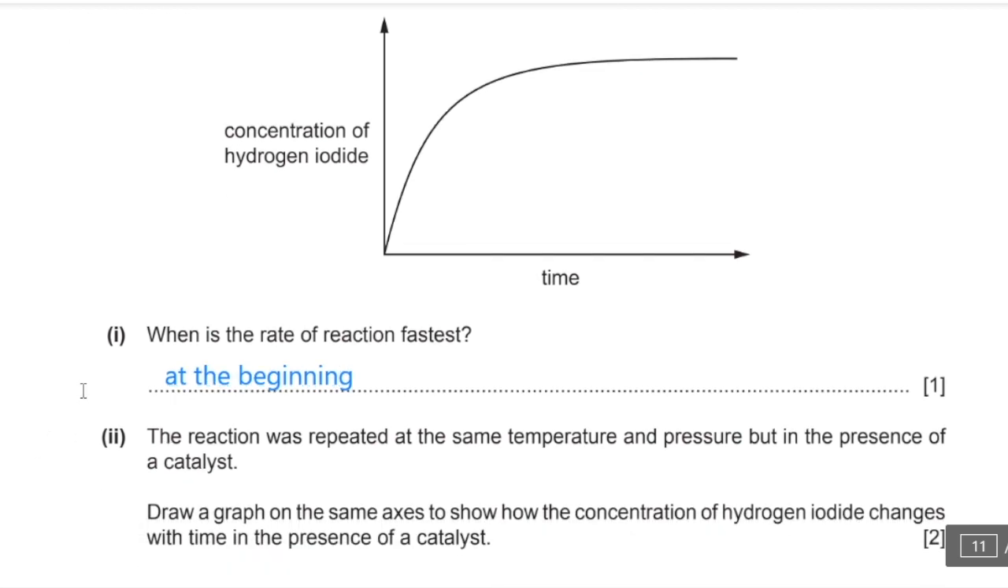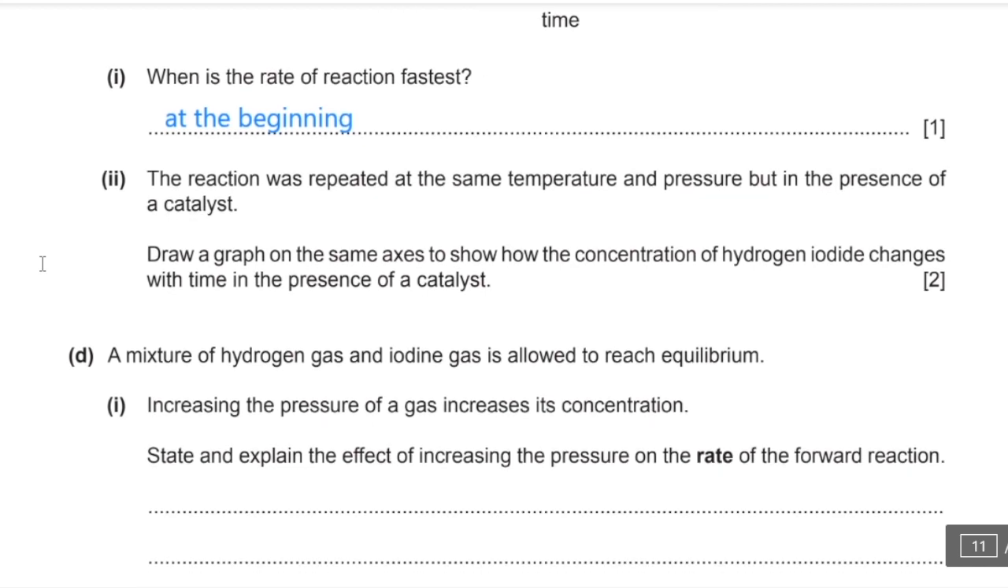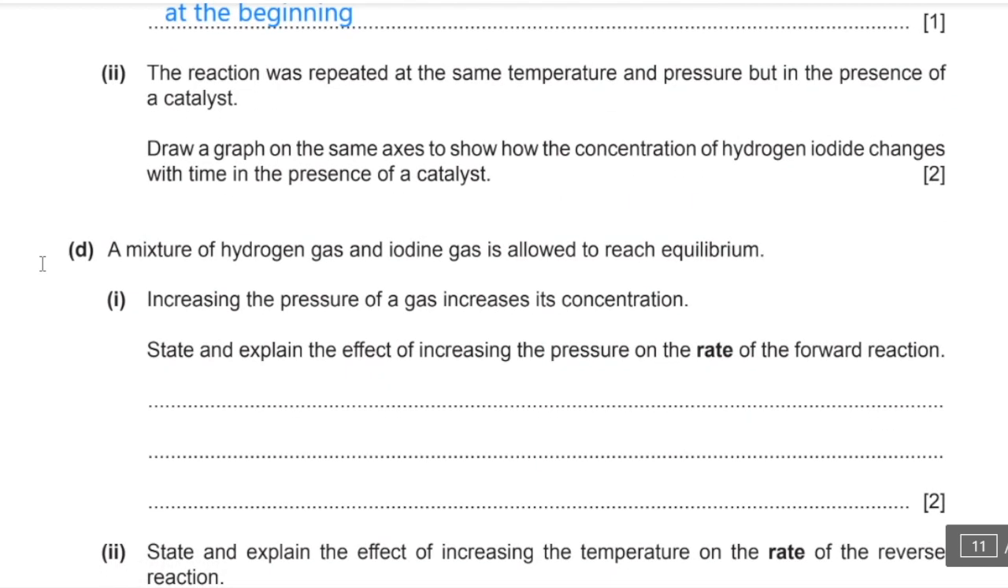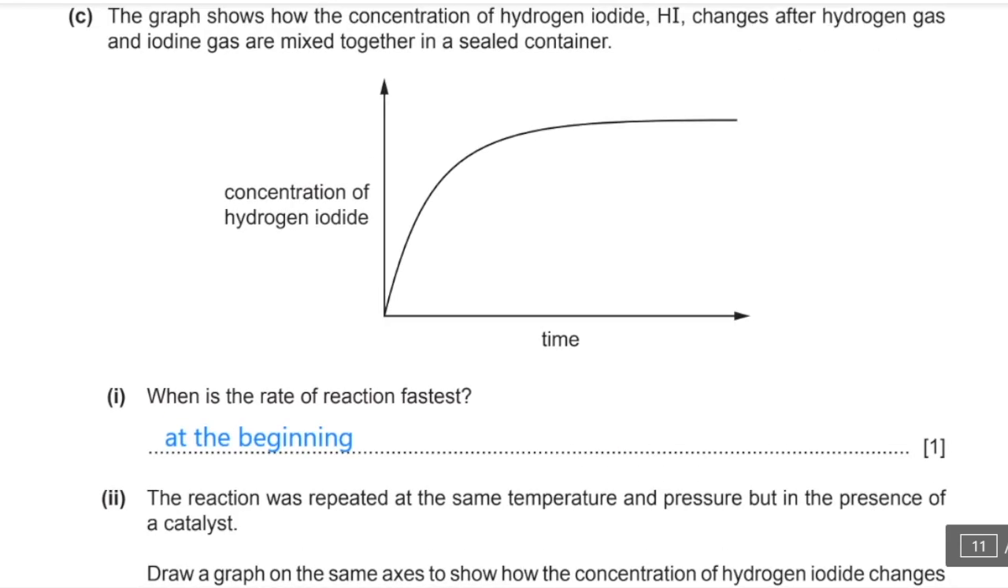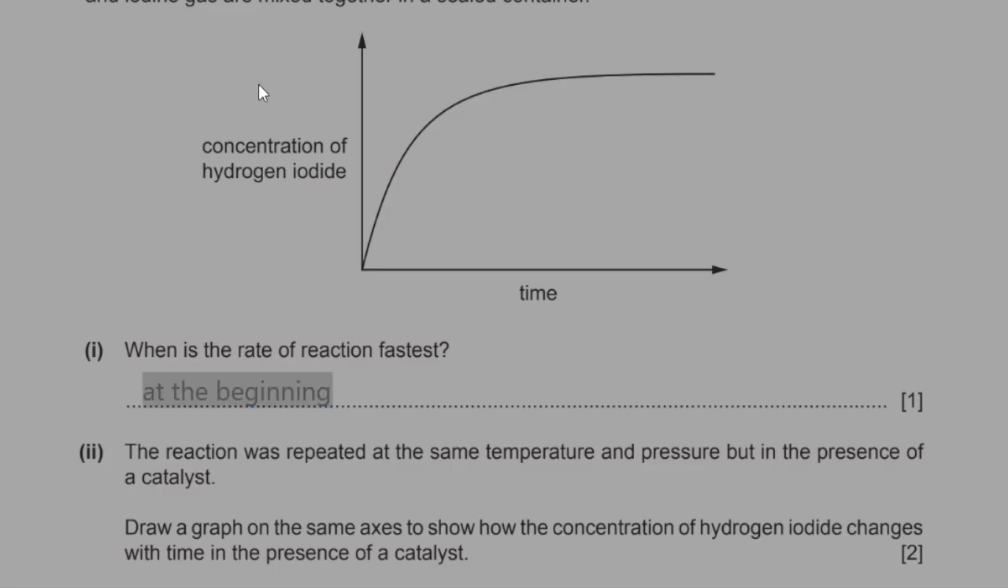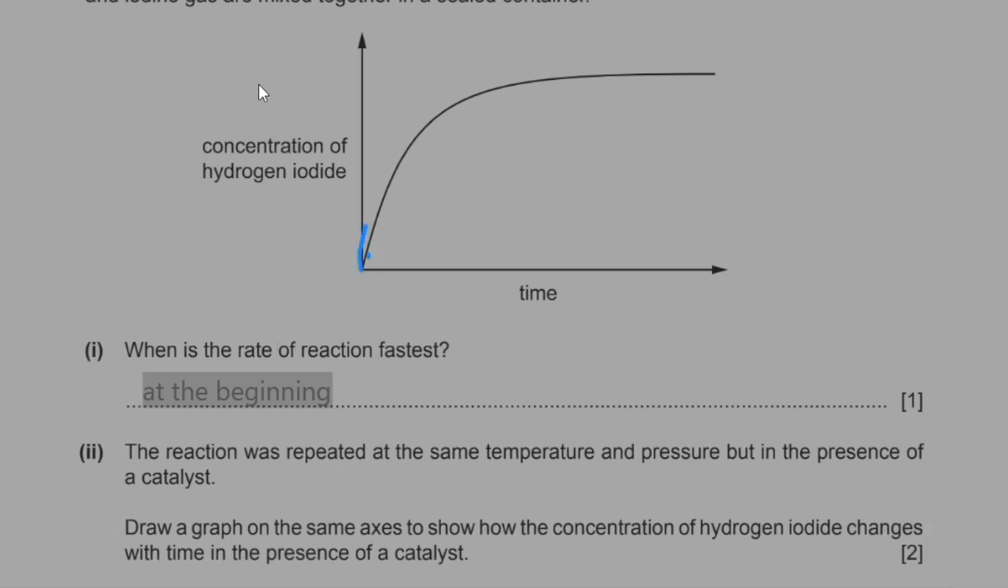Two, the reaction was repeated at the same temperature and pressure but in the presence of a catalyst. Draw a graph on the same axes to show how the concentration of hydrogen iodide changes with time in the presence of a catalyst. A catalyst increases the rate of a reaction, meaning the curve would be steeper at the beginning and would reach equilibrium faster, and the final amount of hydrogen iodide would remain the same.